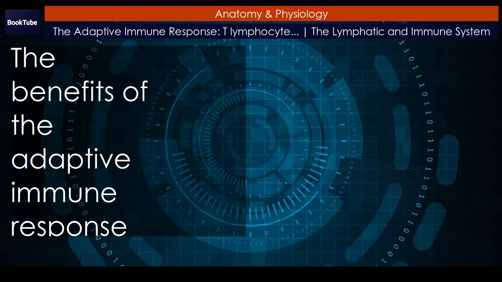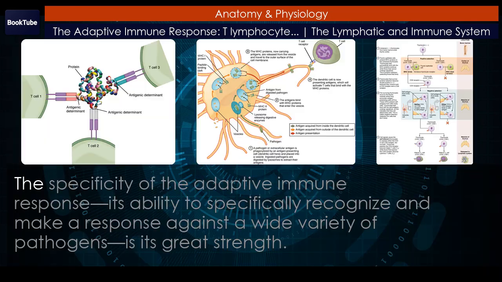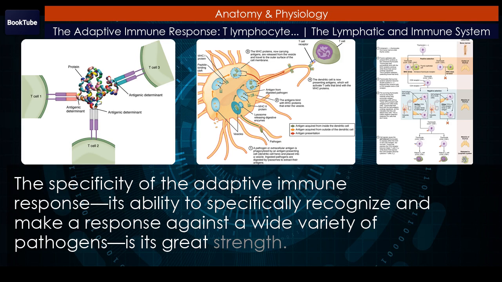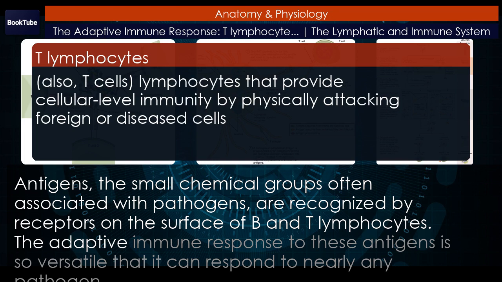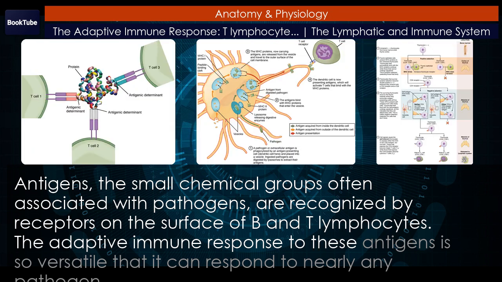The benefits of the adaptive immune response. The specificity of the adaptive immune response. Its ability to specifically recognize and make a response against a wide variety of pathogens is its great strength. Antigens, the small chemical groups often associated with pathogens, are recognized by receptors on the surface of B and T lymphocytes. The adaptive immune response to these antigens is so versatile that it can respond to nearly any pathogen.